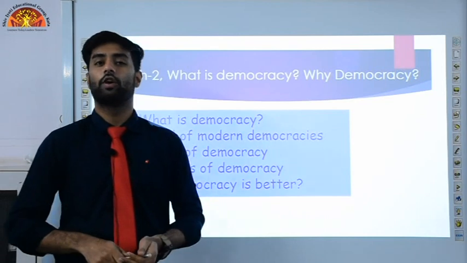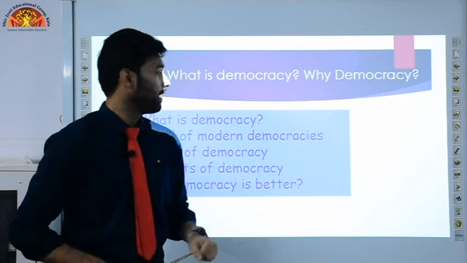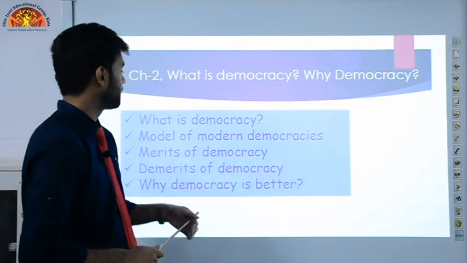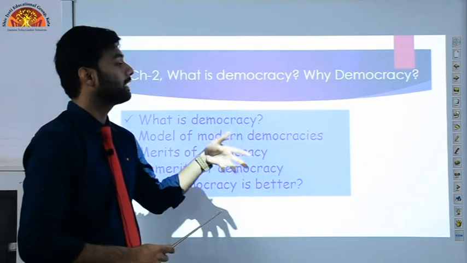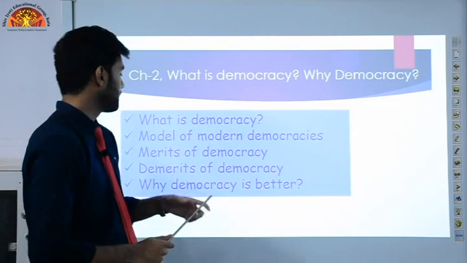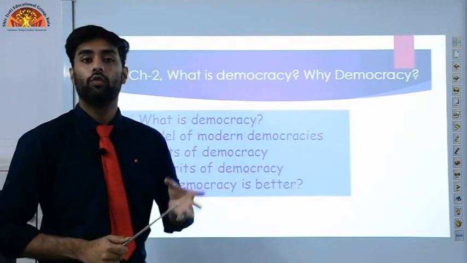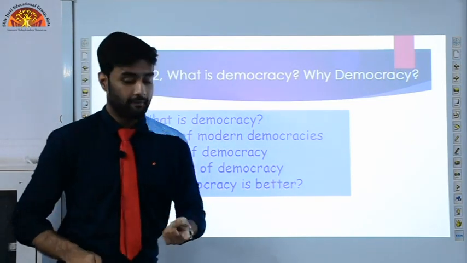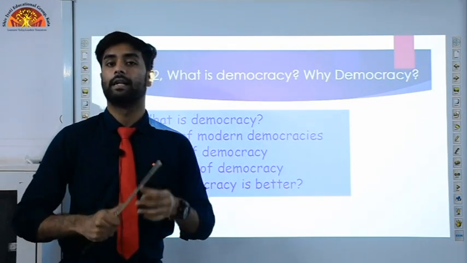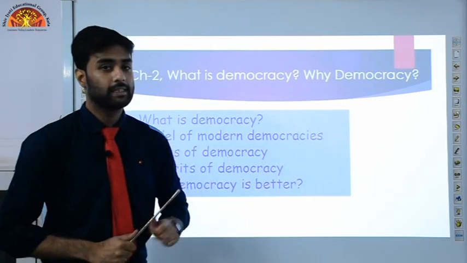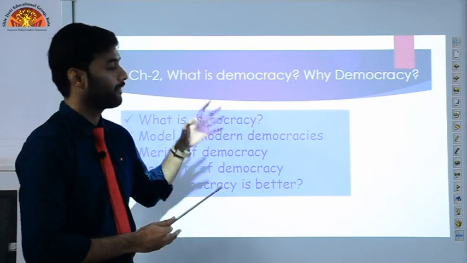Moving on to chapter number 2 of civics, that was What is Democracy? Why Democracy? I hope you remember this chapter. What did we learn about in this chapter first? What is democracy? The definition: a form of government in which people elect their leaders. We learnt about this, right? Then we learnt about the model of modern democracy, meaning different countries which were said to be democratic but were not. We learnt first about Pakistan, where General Musharraf seized power because of his military control, right? So there were elections in Pakistan, but the final decisions were being taken by General Pervez Musharraf and his cabinet.